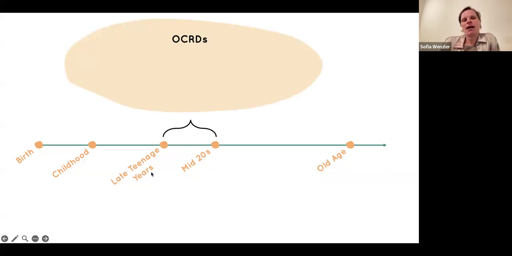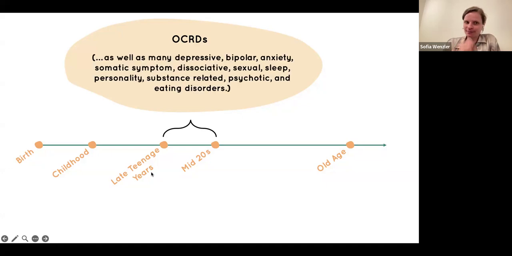And indeed, most of the other obsessive compulsive and related disorders also have their most common age of onset in this range. So you might say, oh, yeah, that's a reason to group them together. However, many depressive, bipolar, anxiety related, somatic, dissociative, sexual, sleep related, personality, substance related, psychotic, or eating disorders also have their age of onset in about that period. So I wouldn't say that age of onset is necessarily something that sets apart OCD and related disorders from others. So I would take that argument with caution.